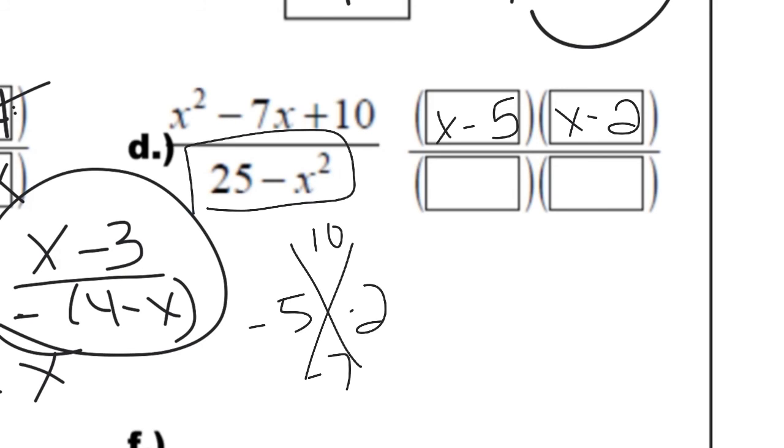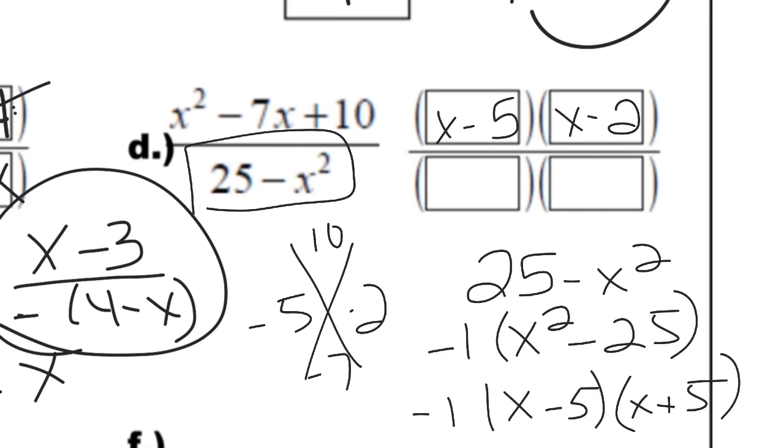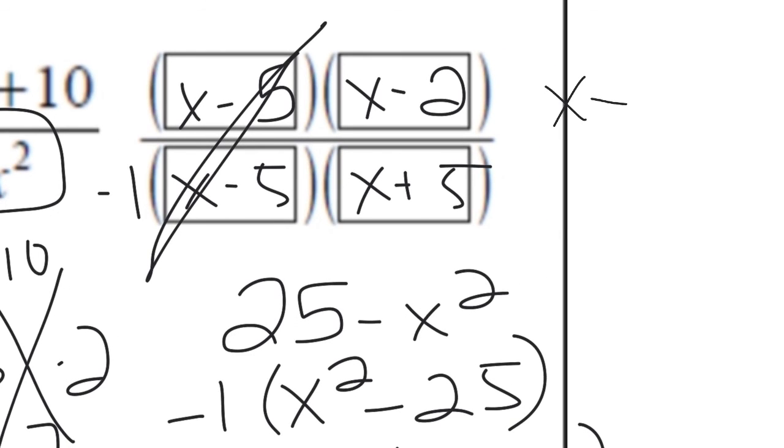And I have 25. Now, just like the last one, it was 25 minus x squared. When we've done these problems, we've always done them as x squared minus 25. To change that, we need to have a negative 1 out here, which is fine. And then we can see this is x minus 5, x plus 5. But there's a negative 1. So x minus 5, x plus 5, and a negative 1 out front. That may be easier to see, and those two cancel. So my answer is, move it over here, x minus 2 over negative 1, x plus 5.